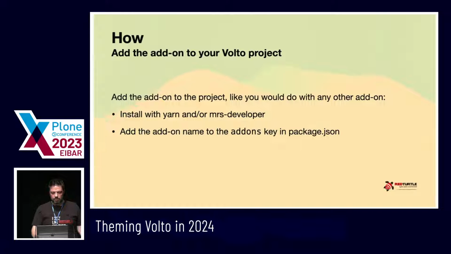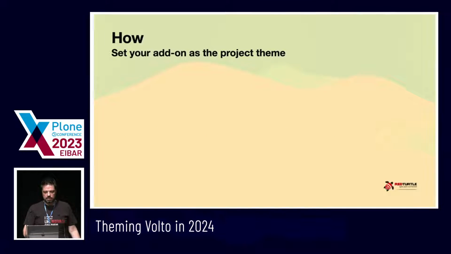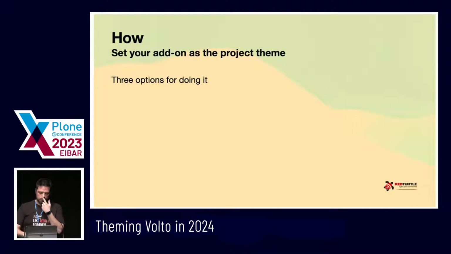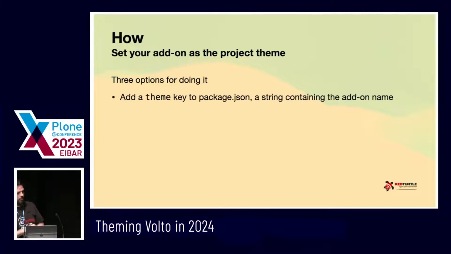And the third was set your add-on as the project theme. So that's the new thing. There are three ways of doing it. There is the theme key you can add to package.json. That's how I usually do it, but it's irrelevant how you do it. It works the same way.